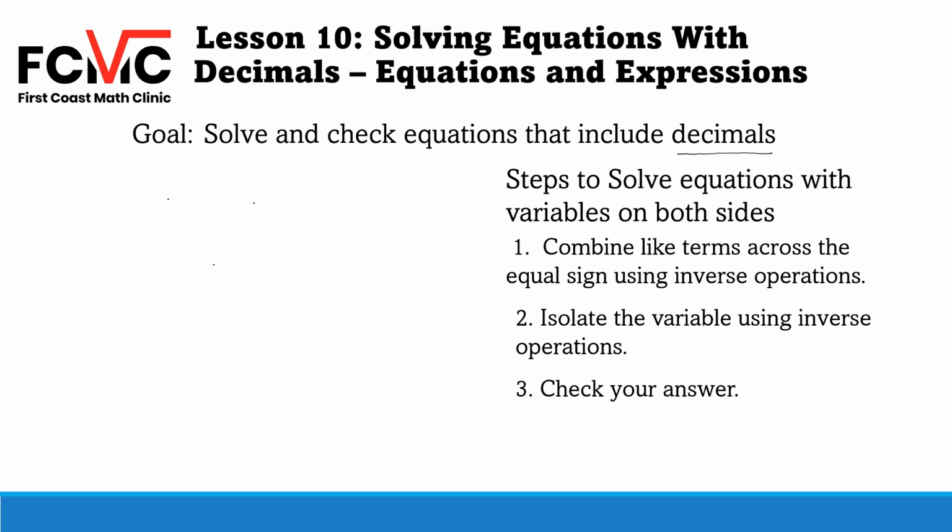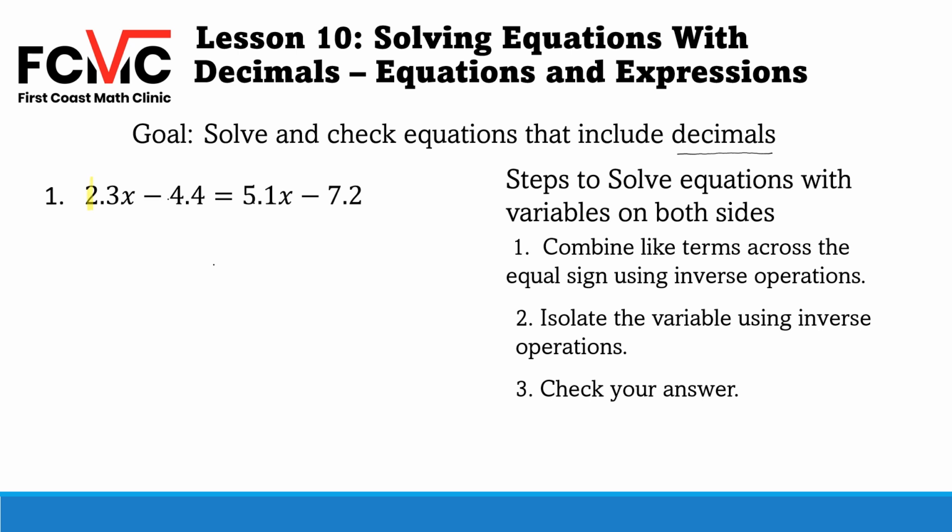So just a quick review of the steps to solve the equation, because we're going to be looking at equations that have variables on both sides, similar to the equations from the previous lessons, lesson 8 and 9, I believe. And this is going to be our first example. So we've got 2.3x, so 2 3/10 x, minus 4.4 equals 5.1, so 5 1/10 x, minus 7.2, or 7 2/10. So let's start by combining our like terms across the equal sign.